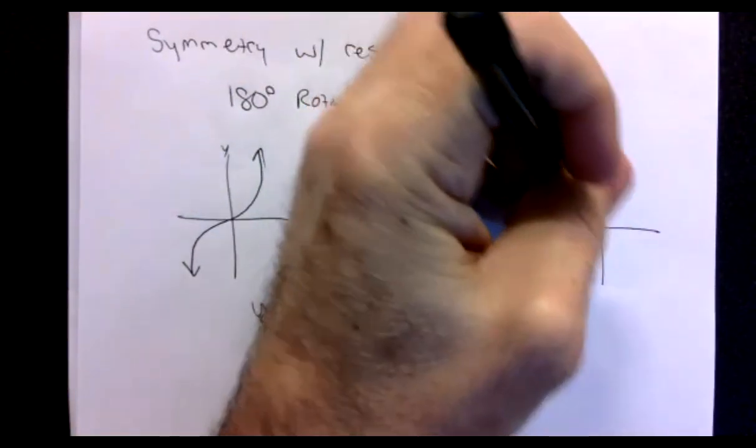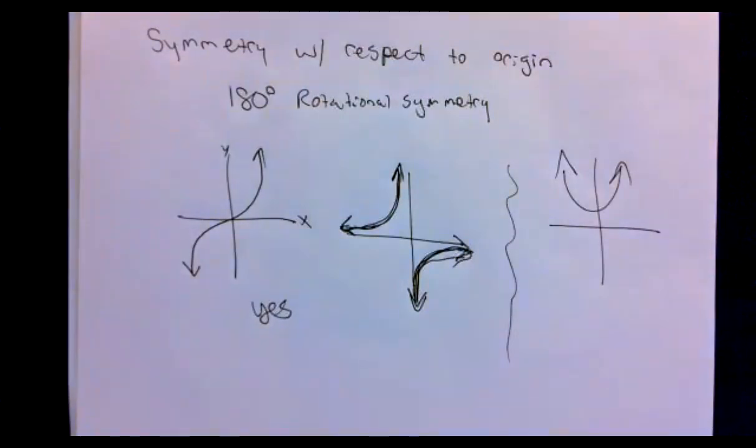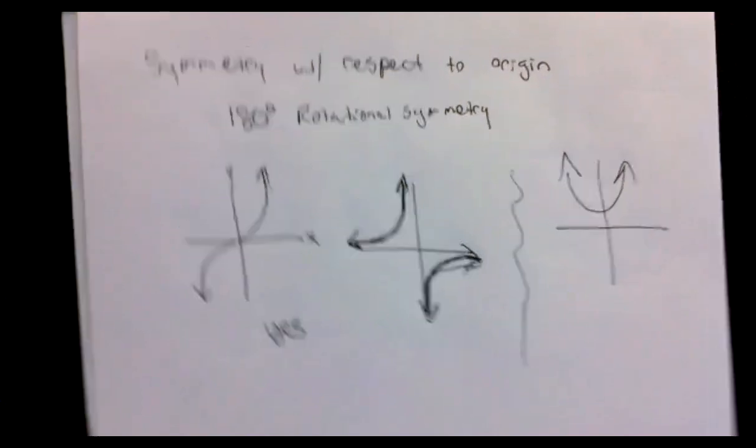So a counterexample. Okay, we've got a parabola that's facing up. Again, we spin it 180 degrees. Now my parabola is facing down. That's no good.